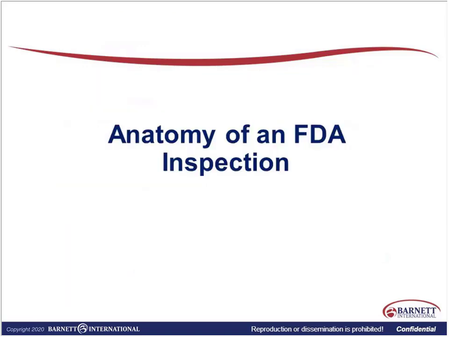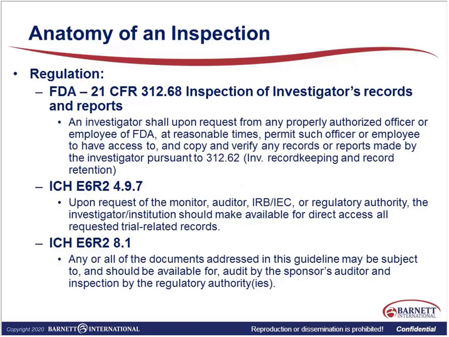All right, let's start with the anatomy of the FDA inspection. Let's start with our regulation and our guidance. So right in the regulation, it states that the FDA is permitted to perform these particular inspections. It says, if we look at 312, which has to do with Title 21 of the Code of Federal Regulations, 312 has to do with drugs, 812 would have to do with devices. So it says right there, inspection of investigators' records and reports.